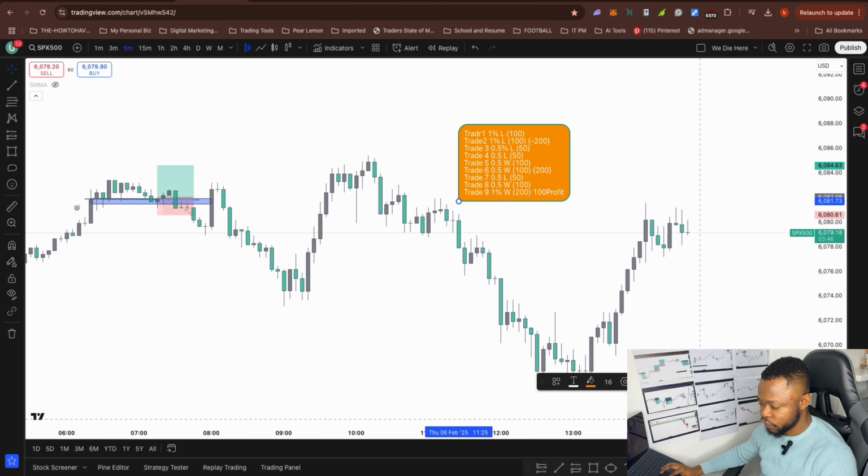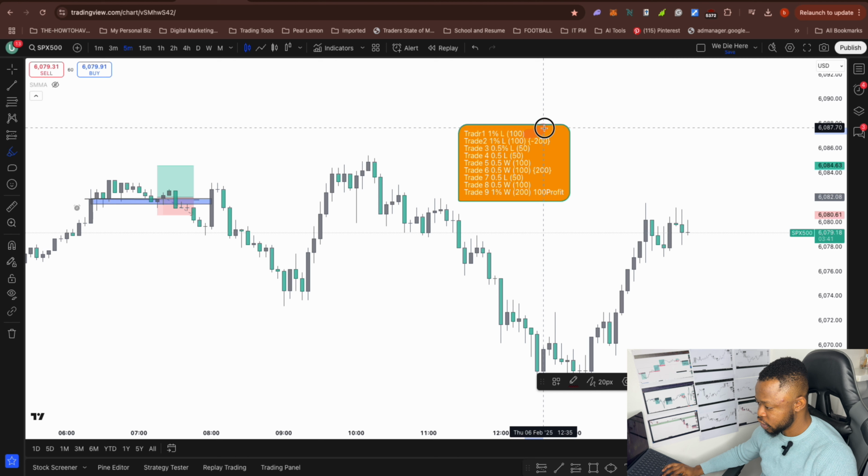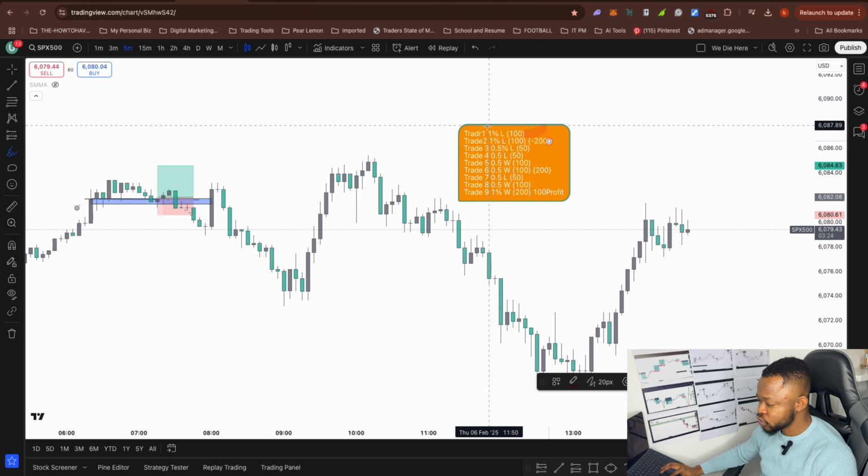So let's say you take your first trade. Let me get my highlighter. Your first trade here, you took an L. Your second trade, you took another L. You take your third trade, you took another L. You take your fourth trade, you took another L, which is very normal, very common in the market. So how do you deal with all of this?